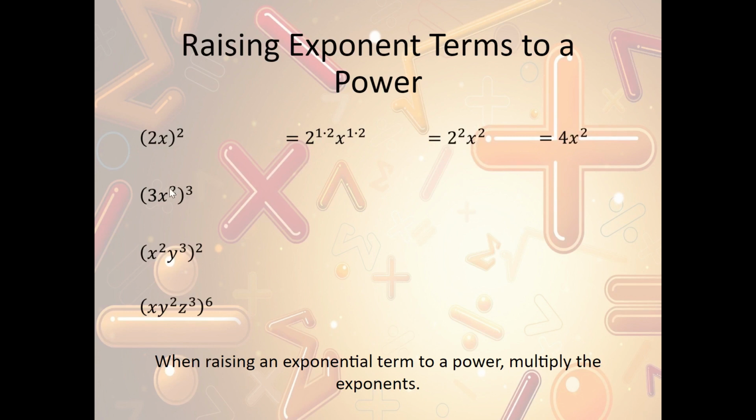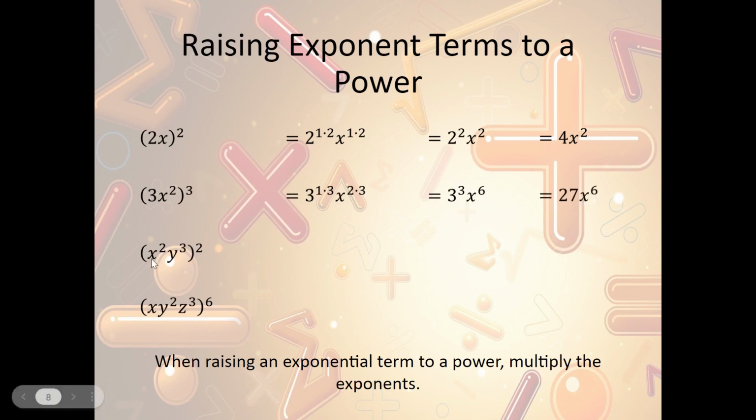Now let's look at this one. Again, same thing. This is 3 to the first and x squared. So we're going to multiply each of those by the power out here, which is 3. So we got 3 to the first times 3 and x to the second times 3. Well, we know that 3 to the first times 3 is 3 cubed, and 2 times 3 is 6. So we got 3 cubed times x to the 6th, and 3 cubed is 27. So it's 27x to the 6th.